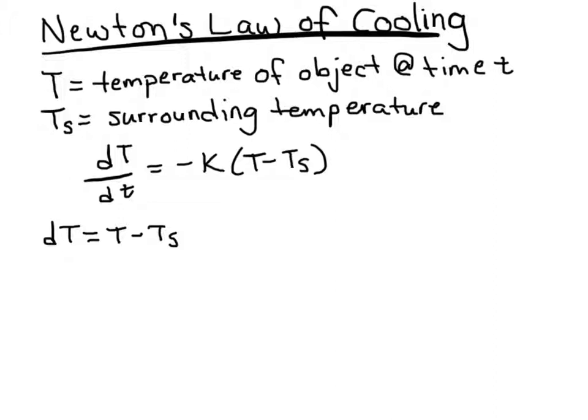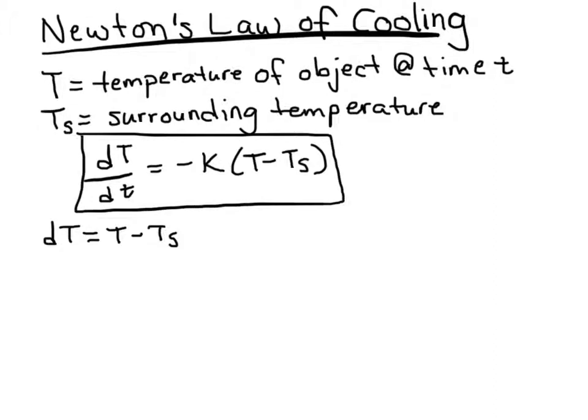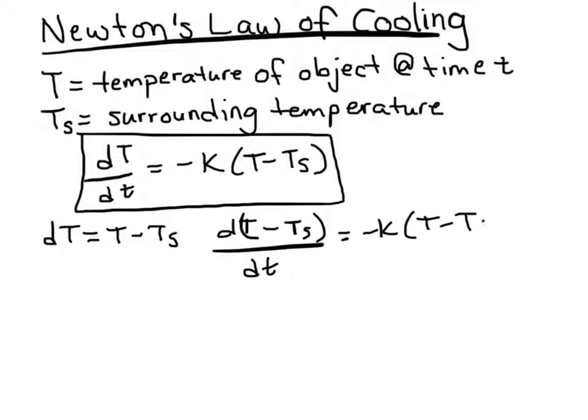So what I'm going to do is take this equation and write it as a separable equation. So I'm going to write this as dT over T minus Ts, dt is equal to negative k times T minus T sub s.